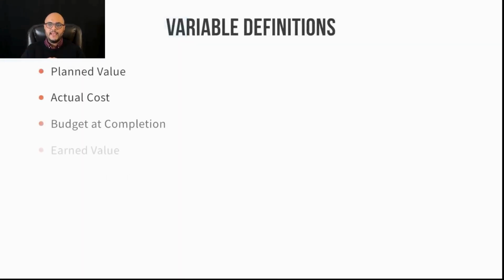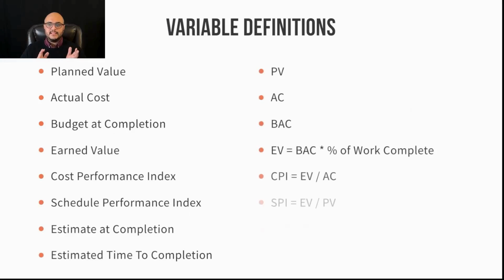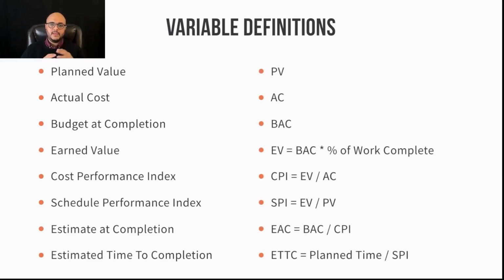Right. To start the EVM analysis, let's do a few variable definitions. Planned value is going to be represented as PV. Actual cost is AC. Budget at completion is BAC. Now, budget at completion essentially means what is your budget for the project.